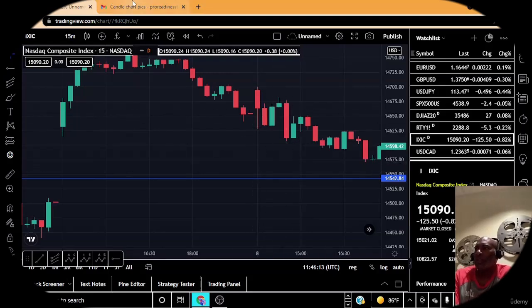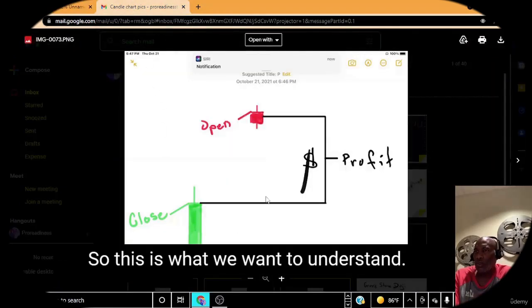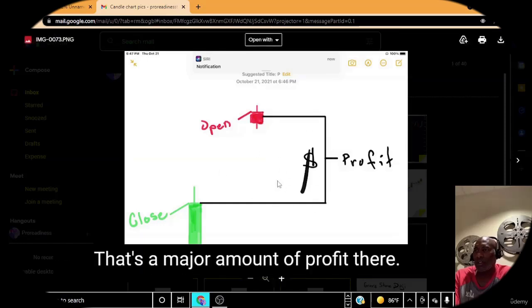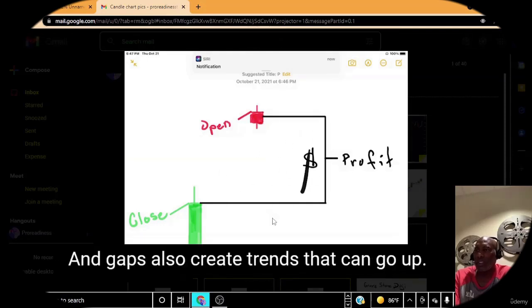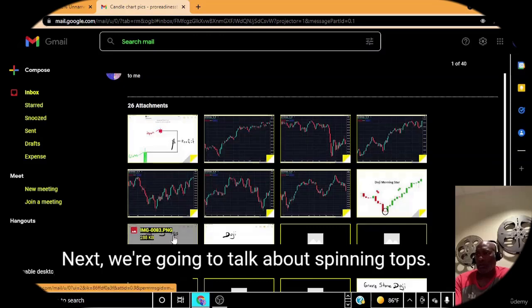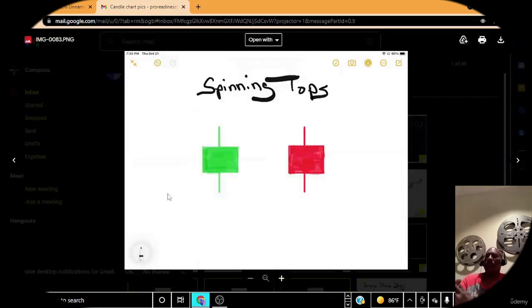Okay. So this is what we want to understand. That's a major amount of profit there, and these are what they call gaps. And gaps also create trends that can go up. Okay. Next, we're going to talk about spinning tops.